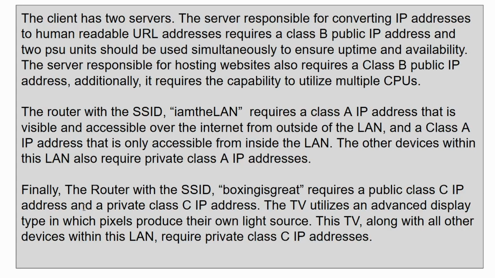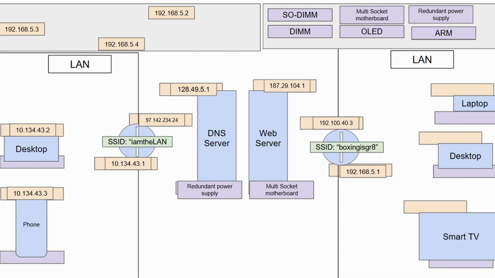Now, here we go. It says, yes, we've given a private Class C IP address. The next set of instructions is, the TV utilizes an advanced display type in which pixels produce their own light source. Okay, so we've got a TV in this LAN. Now it looks like we're talking about physical characteristics. Which one of these is a display type where a pixel creates its own light source? You got it. This one's pretty easy, guys.